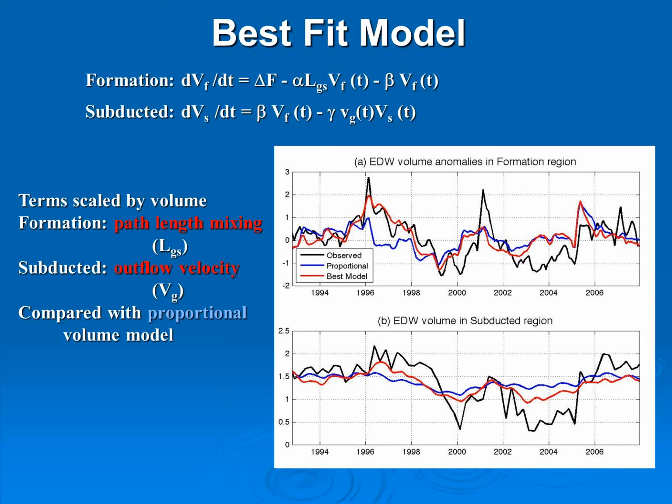The lower panel here is for the subducted region. The comparisons are also with results including the advection terms. I should mention that in all those loss terms we have the EDW volume to scale the loss term, because we found that the loss of EDW is significantly correlated with the volume itself. That's why we include that to scale all the terms.